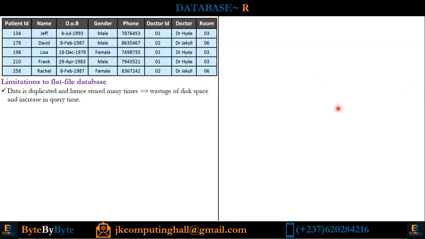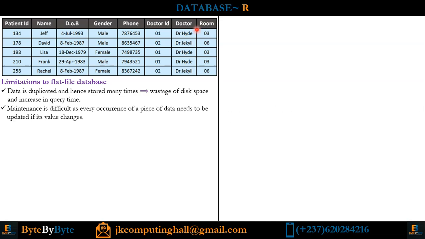Now, let us look at the limitations of the flat file model, because this is one of the models in which we pay our interest and how to optimize it. The first limitation is that data is duplicated and hence stored many times, which implies wastage of disk space and increase in query time. As an example, look at this doctor with ID number one, Dr. Hyde. You see 01, Dr. Hyde, 03. Same thing for the third record, the fourth record also. You see that we are saving the same information many times and it consumes a lot of space.